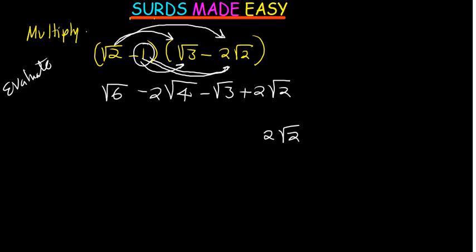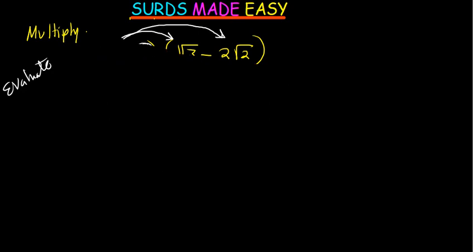No, you can't go beyond that because you've got root 6, root 3, and root 2. There's no way you can add those or subtract those.